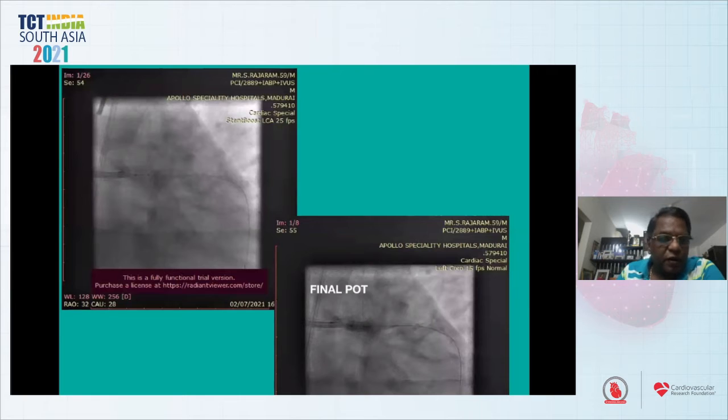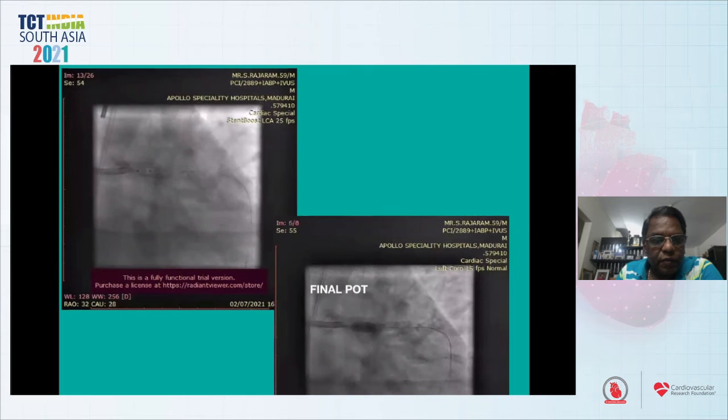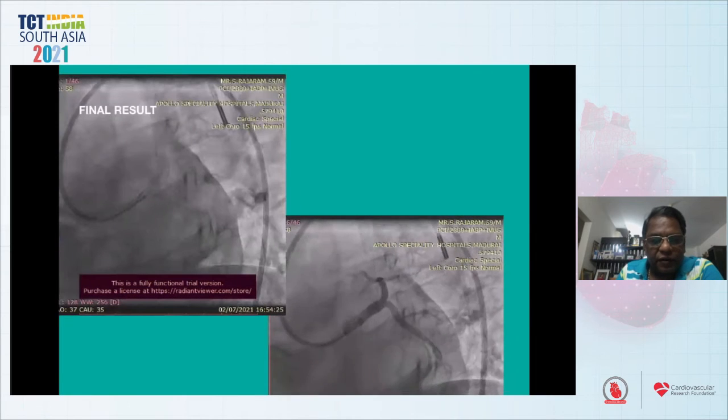Then after the final kissing, you go for the final part, which is very important to do. The final part should be in the proximal part of the stent only. The distal balloon should not go to the carina. If it goes to the carina, you undo everything. So you need to be very careful. The final part is done in the proximal part of the stent. That is the final result.